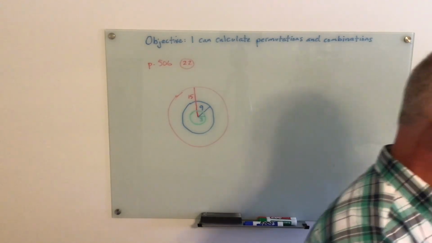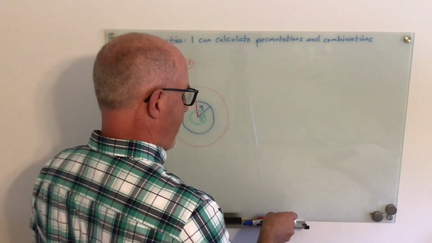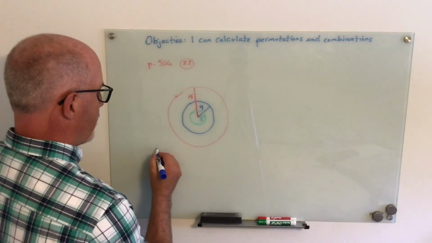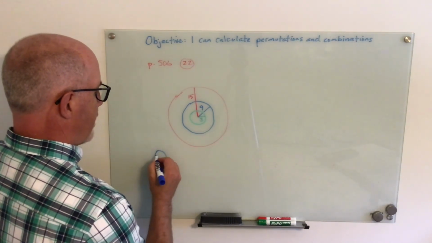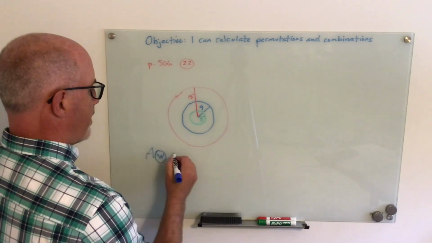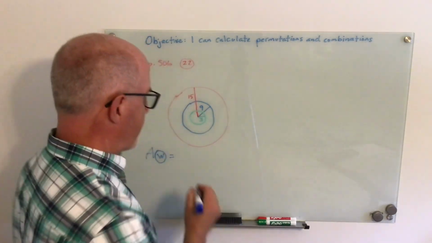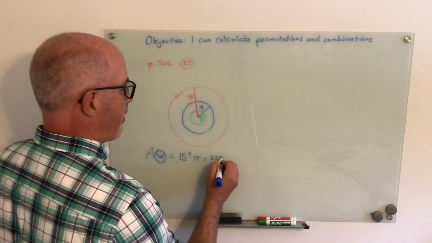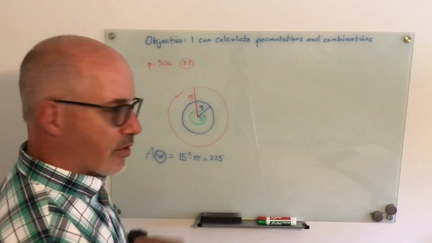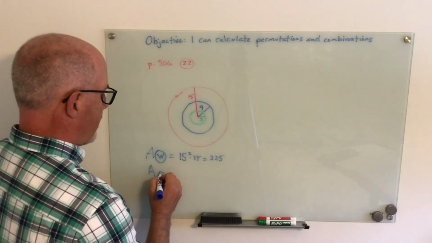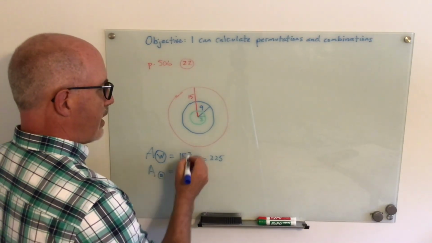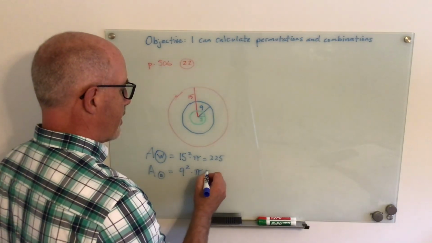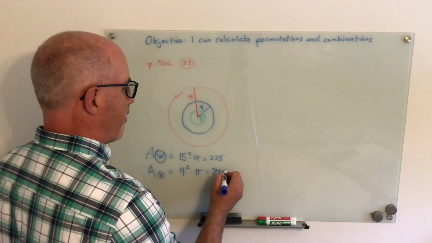So let's try this problem. First of all, I want to find the area of each of the individual circles. So we're going to do the area of the white circle. I'll put a W in that for area. And that's going to equal, the radius of the white circle is 15. So it's 15 squared times pi. It's going to be 225 pi. Now the area of the blue circle, which is the next one, put a B in there for that one. The radius of that one is 9, so 9 squared times pi. So you get 81 pi for that one.